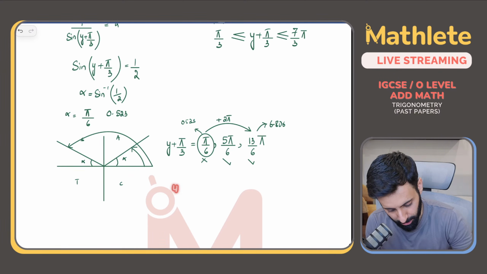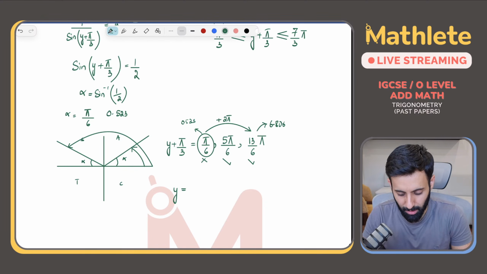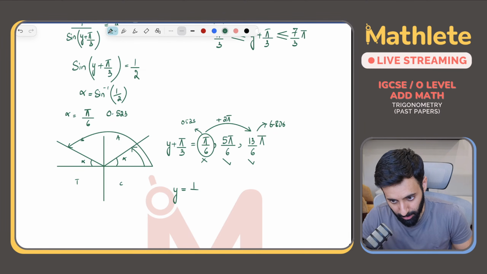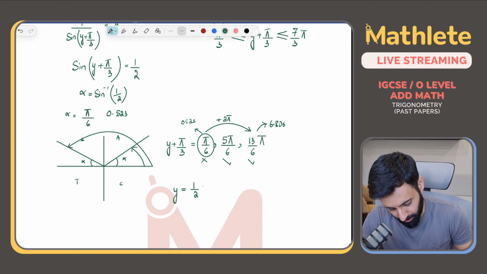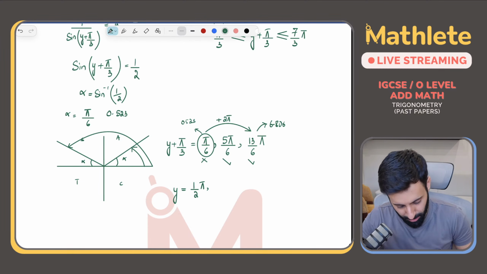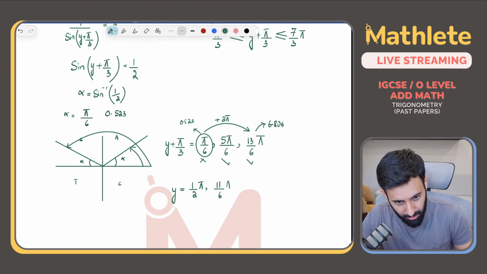Now, one by one, we're going to subtract pi upon 3 from the existing solutions to find out the values of y. So here we are. 5 pi upon 6 minus pi upon 3 is equal to 1 upon 2 pi. That's one solution. And then 13 pi upon 6 minus pi upon 3 is equal to 11 upon 6 pi. That's it. That's your answer.